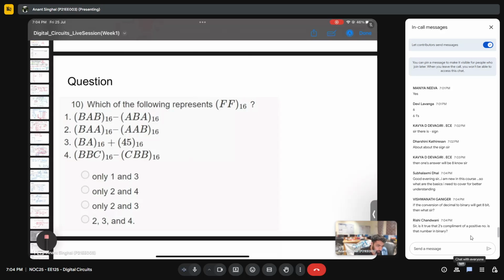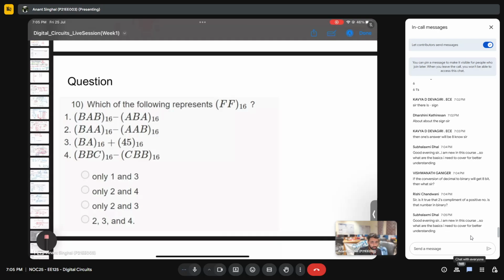So it is true that the 2's complement of a positive number is that number in binary. Yeah, but it's not always true. There are some cases, for example, 127. For 127, the 2's complement is 127 itself.